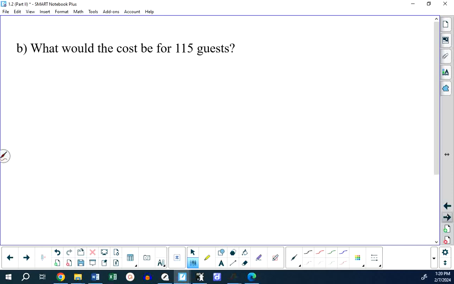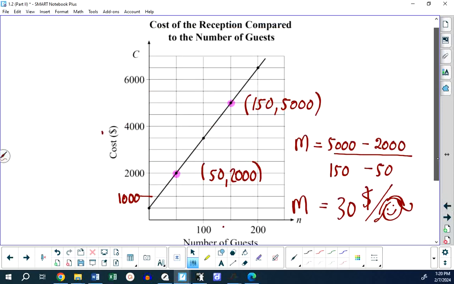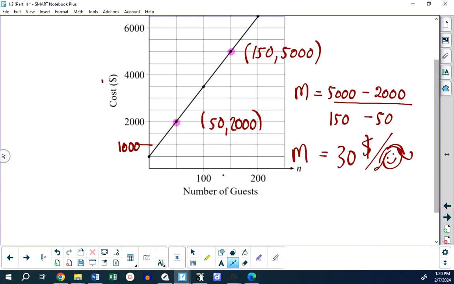So let me write out the formula. And let me ask you a question. I know some of you are way ahead of me, but hang on. Could we answer this question by locating 115 here and reading the answer from the graph? Yes. Would it be accurate? Where's 115 on here? Would you be 100% sure you knew where it was? No. So that's why we have a formula.